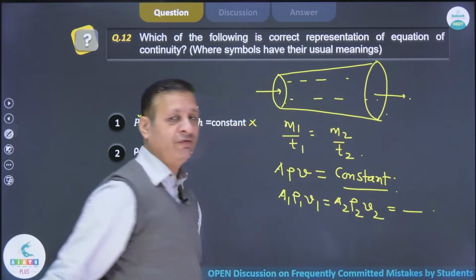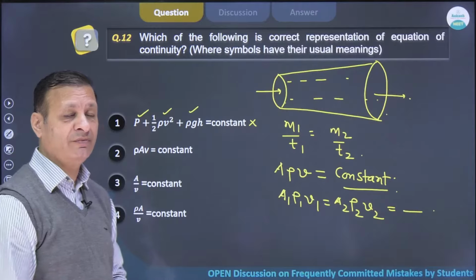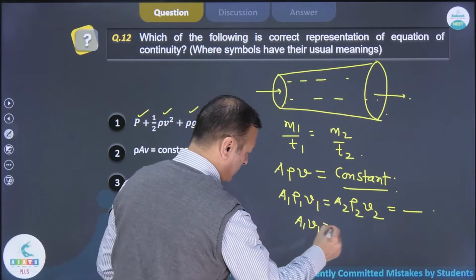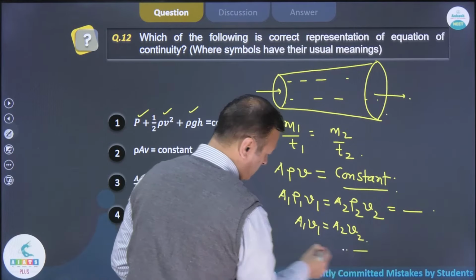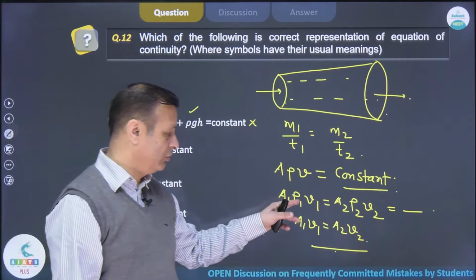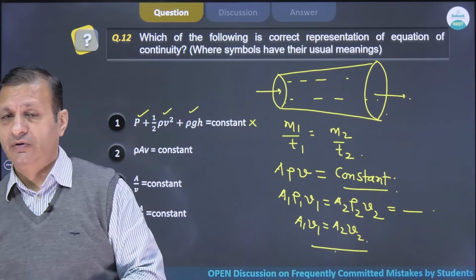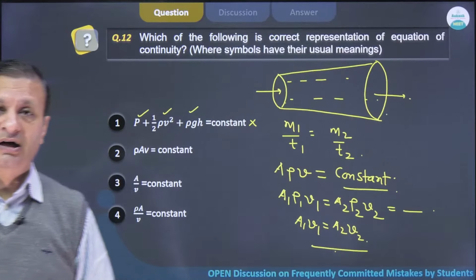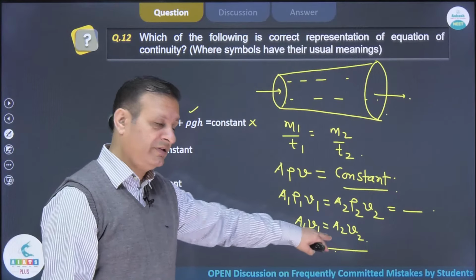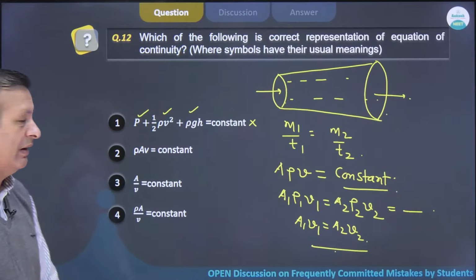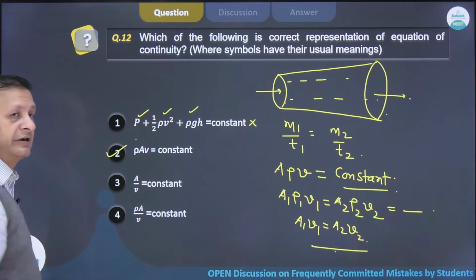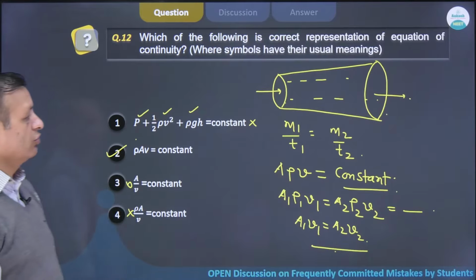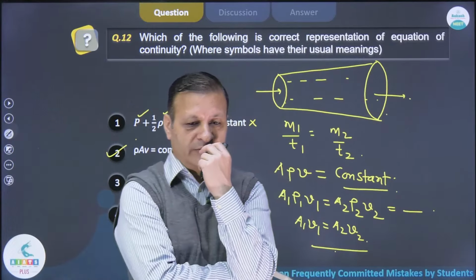So this is valid for any type of fluid, but if you have an incompressible fluid, then A1 v1 is equal to A2 v2. This is valid for incompressible fluid, because in that situation the density of the fluid will remain the same at both points, at the inlet and at the outlet. So this is valid for incompressible, but this equation of continuity is valid for all types of fluids we have. So this is not true, this is not true. So the second option is the correct option. Any doubt?